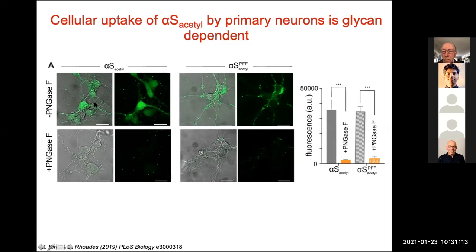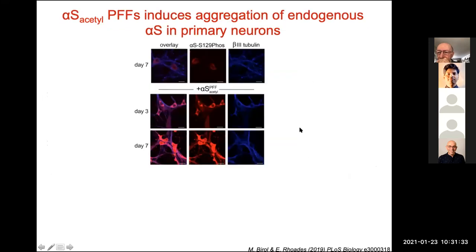So we had to quantify a little bit differently, but you can see that the results are largely the same, right? If we have not treated with PNGase F in this top row, you can see bright fluorescence for both the monomer and the fibrillar protein. And if we treat with PNGase F, we dramatically reduce the amount of protein that gets internalized. And that's just quantified over here.